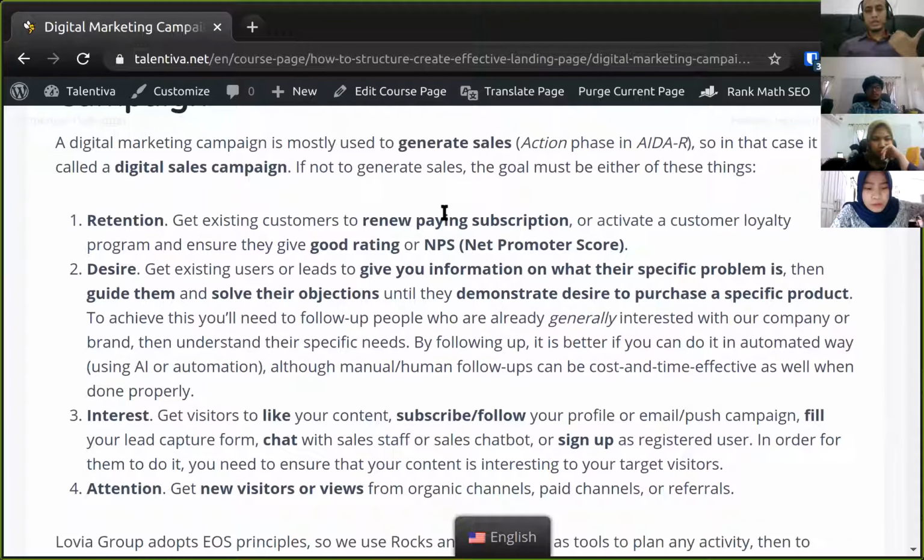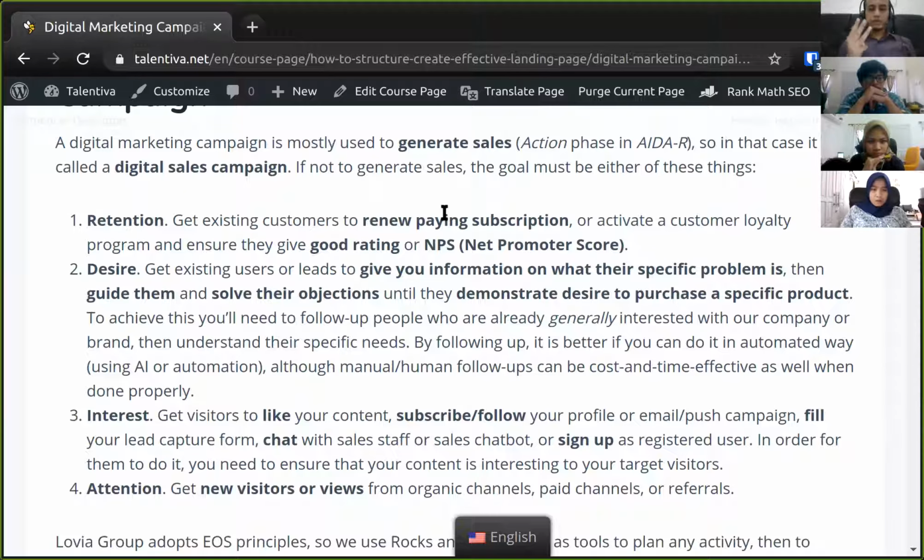That's retention. The second one is desire. So desire means that we already have a lead. We have someone who already knows about us, already knows about our brand, but then we want that user to desire our product. Okay, so that requires the campaign to know what the user wants, what the specific need or problem that the user has, and then we guide them and solve the objections, so that they desire our product.